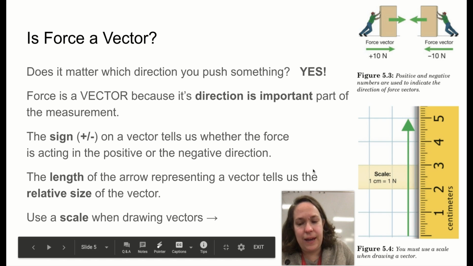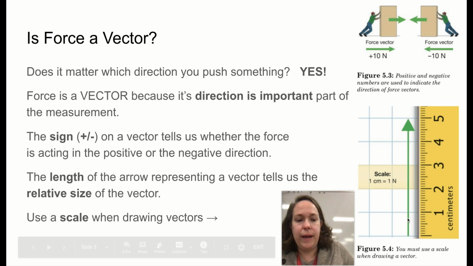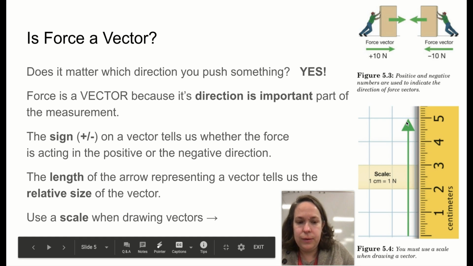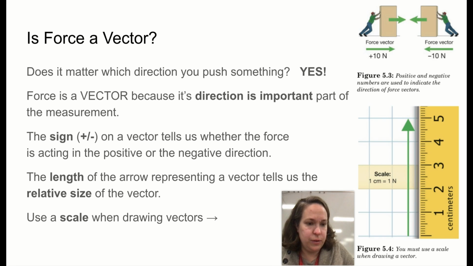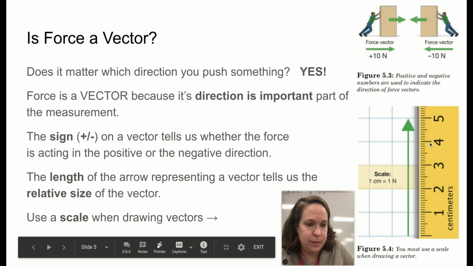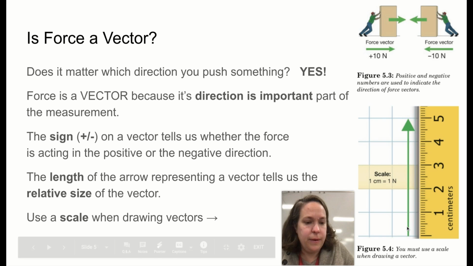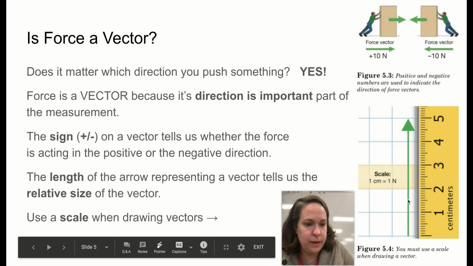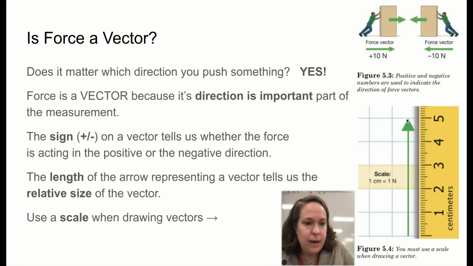We use a scale when we draw vectors to represent force, and the length of the arrow tells us something about the size of the force. If you look at this picture right here, where you have a centimeter ruler and a scale, 1 centimeter equals 1 newton. This vector is 5 centimeters long, and that tells us that the force is 5 newtons, because each centimeter represents 1 newton. There are 5 centimeters, so 5 newtons.